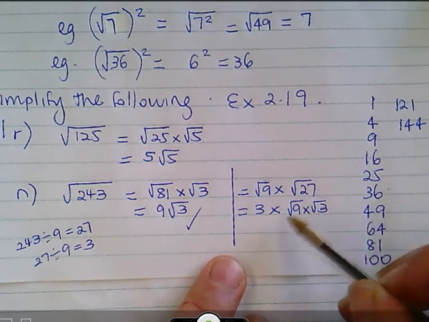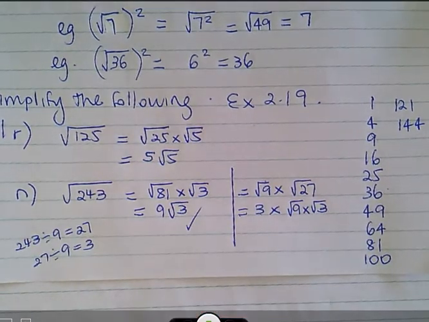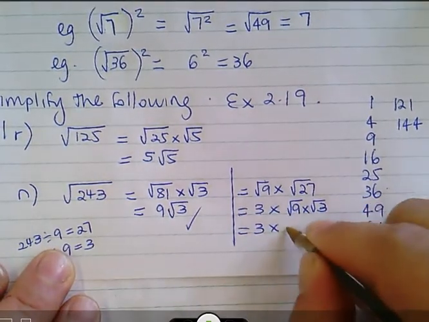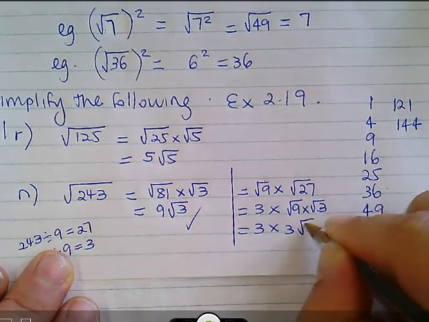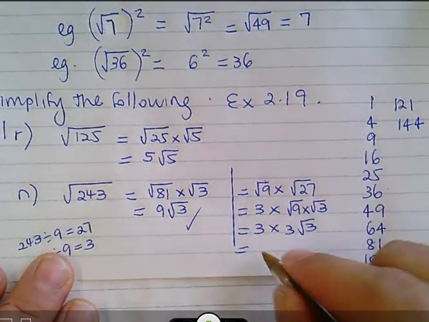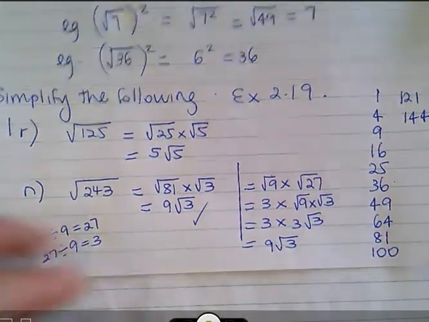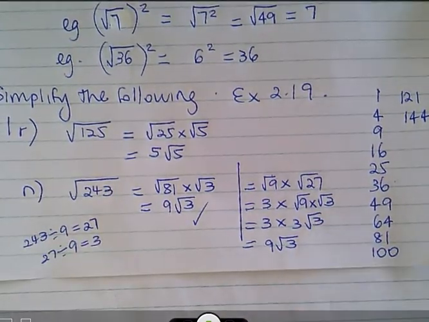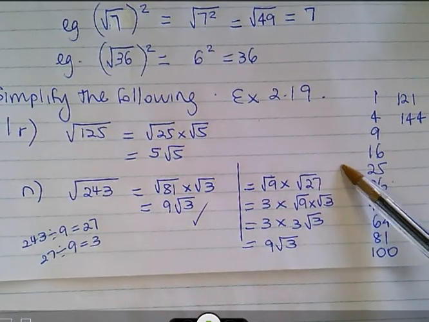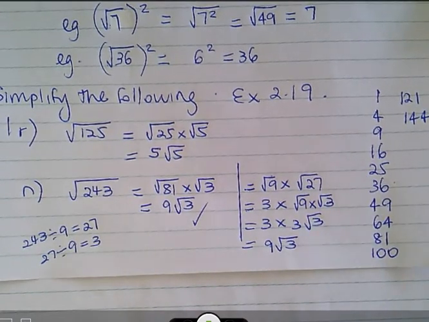It doesn't matter if you don't pick the biggest square factor first. Then you've got 3 times the square root of 9, which is 3, and then I've got root 3. When we're multiplying surds, you multiply the whole number bits and you multiply the surd bits, but there's only one surd bit here. So there are 2 ways of doing this. As long as, if you were doing it the second method, you keep going, it'll be okay.